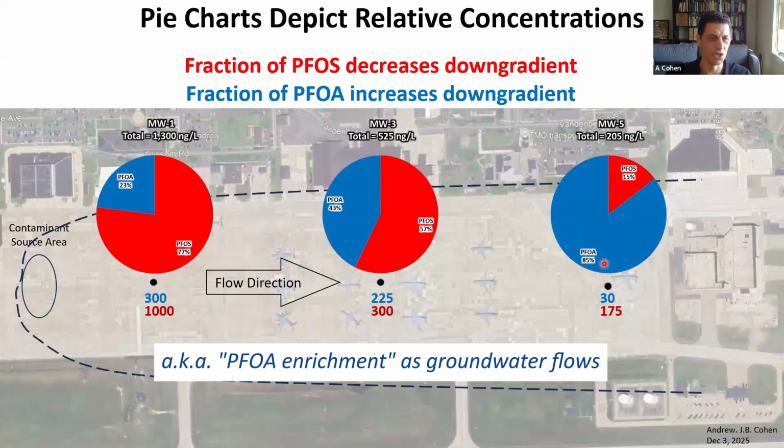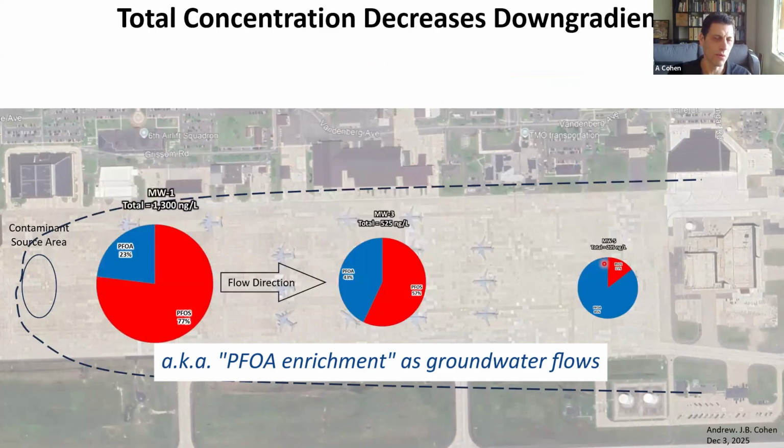So this has nothing to do with multiple sources. It's really the signatures we see from a single source, but as a result of this fractionation. And typically we want to scale these pies according to the total concentration, so you get a more representative picture. So this is what's going on. This represents groundwater migration from a source with a composition of PFOA and PFOS.